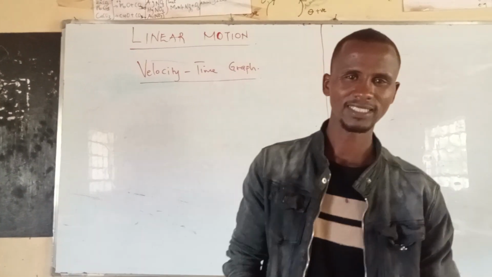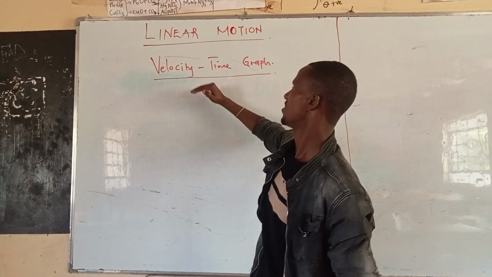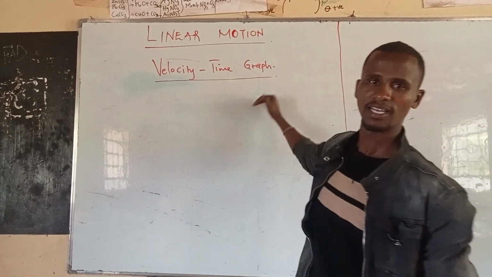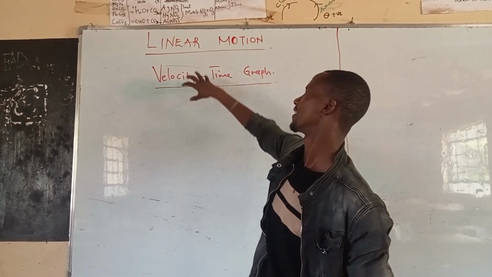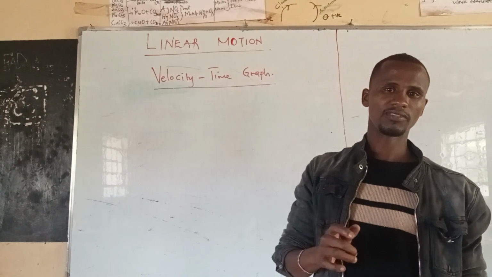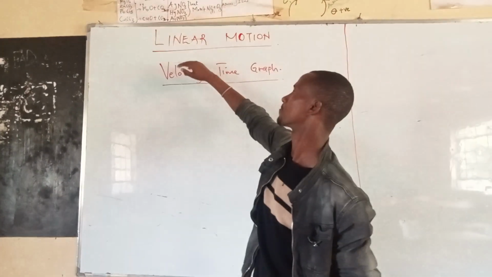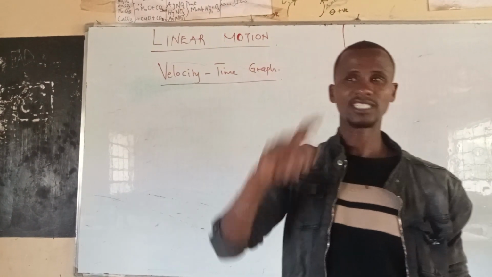Welcome, this is Peter Nicholas, and in this mathematics lesson, we want to look at the velocity time graph. This is a topic in a topic that is called linear motion. If you look at my previous clips, I discussed some concepts in linear motion, and that is relative speed.